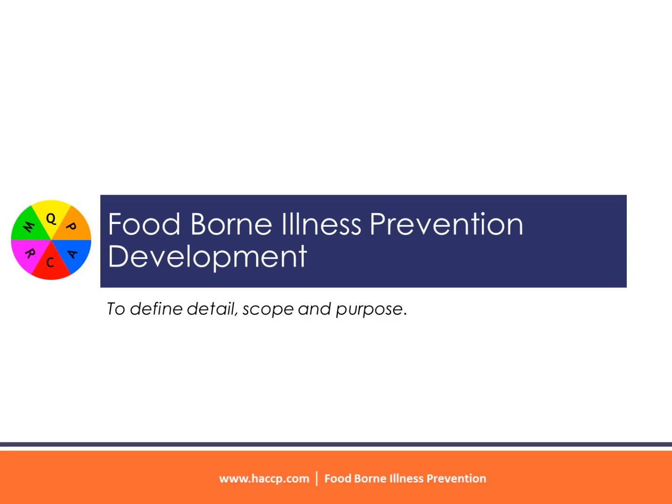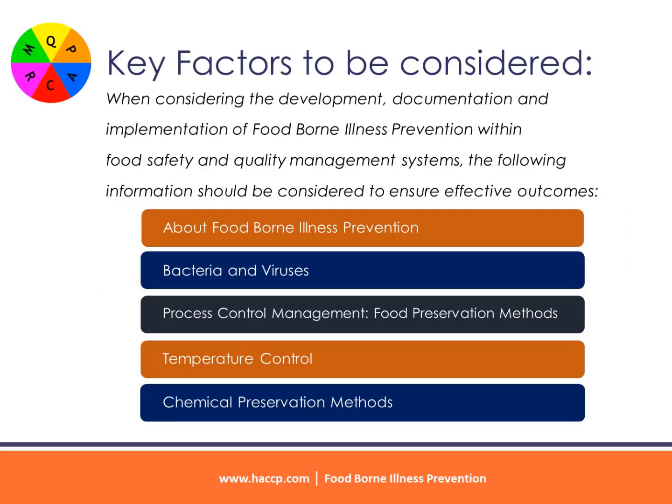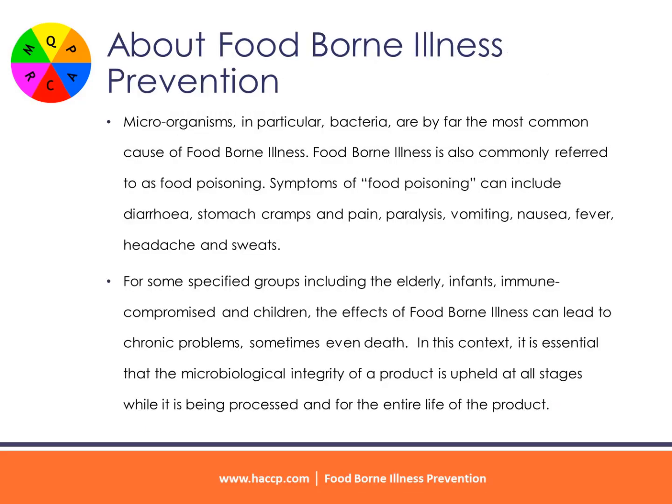Foodborne illness prevention development. When considering the development, documentation and implementation of foodborne illness prevention within food safety and quality management systems, the following information should be considered to ensure effective outcomes: bacteria and viruses, process control management, food preservation methods, temperature control, and chemical preservation methods.